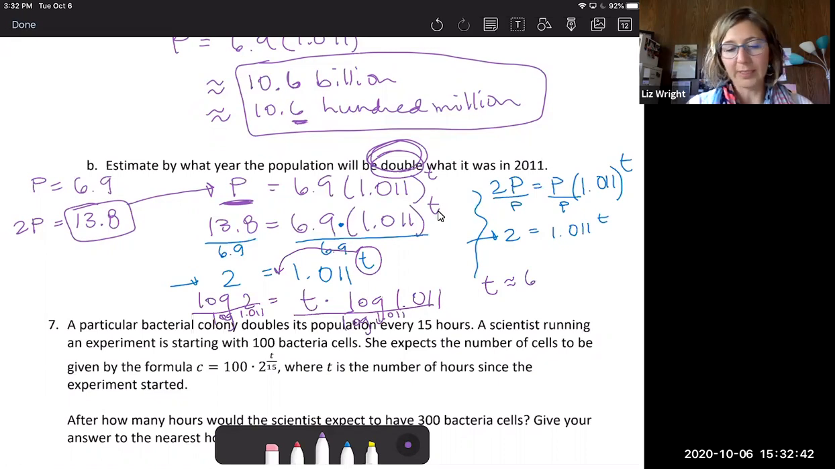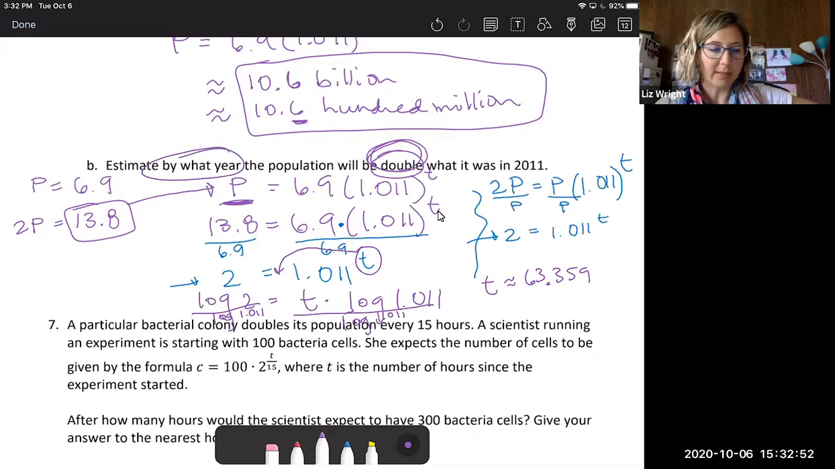You should be getting approximately 63.359. And so it says estimate by what year. So I'm not even done with this problem yet. So estimate by what year it's going to be there. Well, on this one, you can't just truncate. You can't just say 63. You don't want to round it down, because after 63 years, is it going to be double? No, it's not until 63 years and almost 4 months that it's going to be double. And it just asked for us to do the years. So we're going to say that this is 64 years.